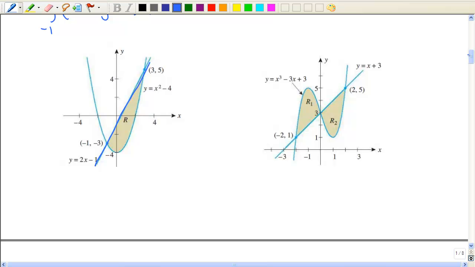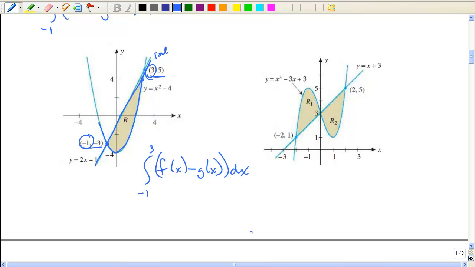This is the same situation. We have a line and a parabola. The line is on top, the parabola is on the bottom, but this time we would have to figure out where these two curves intersected, and so they've given us these values, and we want to use the x values. So we would go from -1 to 3 of f of x minus g of x, assuming that the line is f of x and the parabola is g of x.